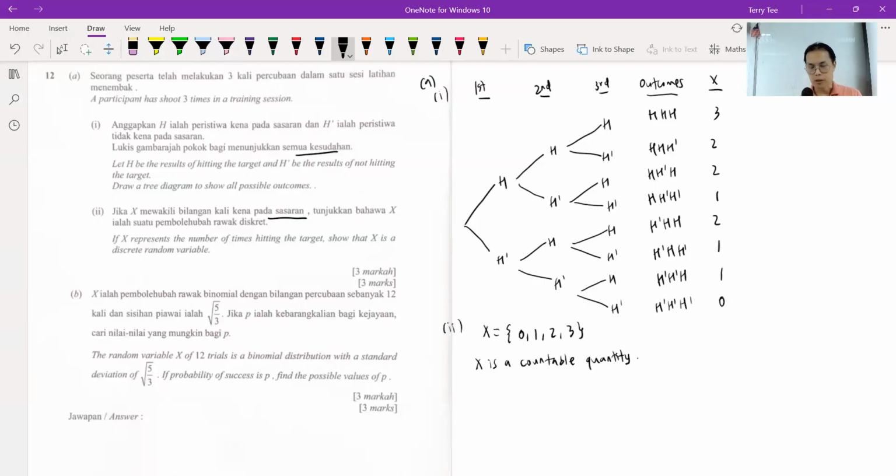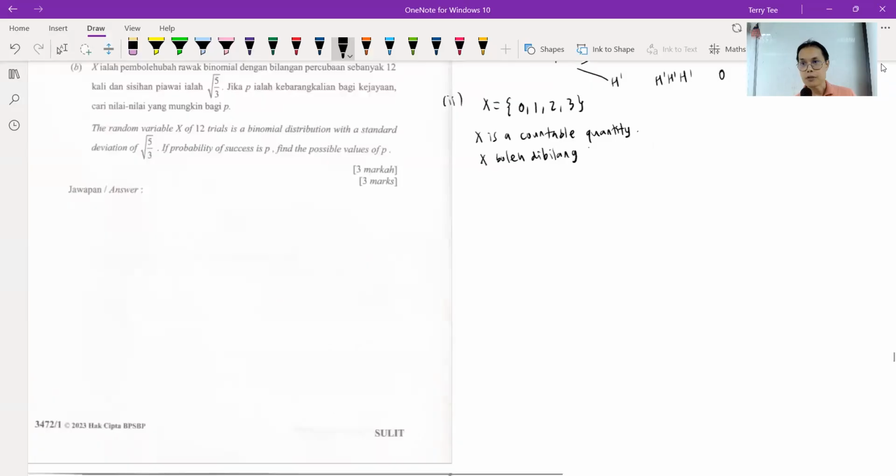Or in bahasa, you can say X boleh dibilang, quantity yang boleh dibilang. Things that you can count, they are discrete. No decimal, no fraction, right? Okay, so that is part A. Interesting. Okay, part B. Let me do part B over here.